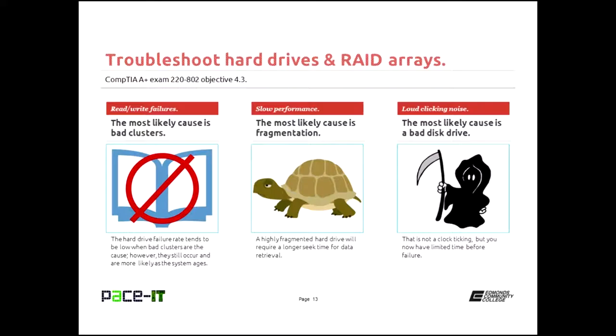If your hard disk drive had been really speedy before, and then it starts becoming slower and slower, the most likely cause is file fragmentation. A highly fragmented drive will require longer seek times and write times. Running defrag on a regular basis will actually keep it nice and speedy.